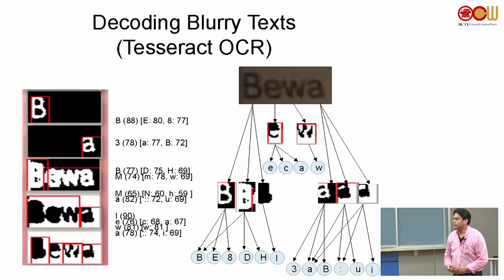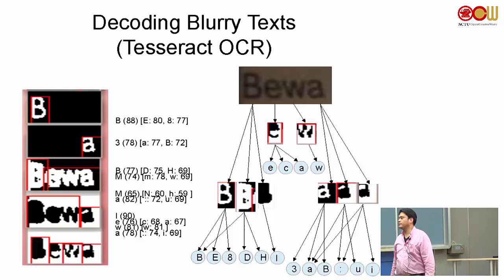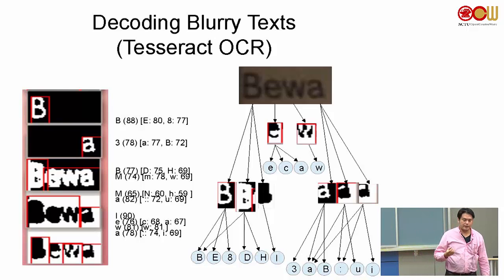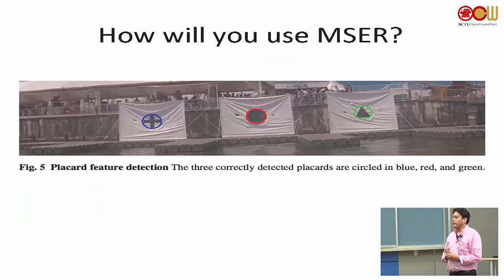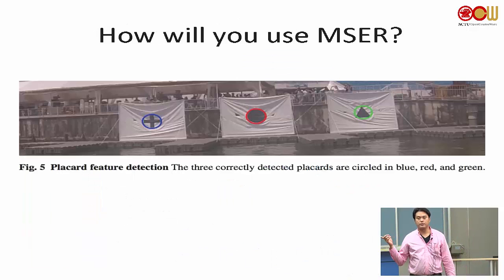So MSER is also used for detecting or recognizing blurry text. So you can do it maybe from 0 to 255, or you can put it upside down from 255 to 0. So you can see it from both ways. Okay, and in that case, for blurry text, it could be something quite useful for you. And I may have shown this to you before, right?